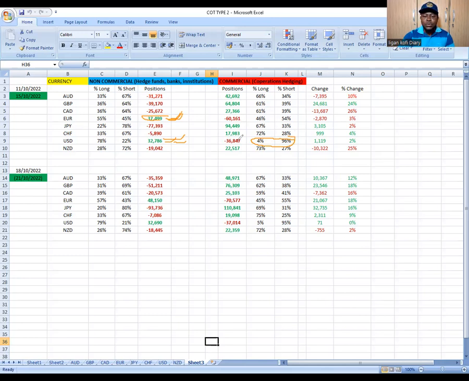Now, if you look at last week, USD has only 4% of traders that are bullish, and 96% are bearish. Like I told you, they trade opposite of the hedge funds, which is the commercial people. They trade opposite of the non-commercial. So since 96% of these people are short, it means the opposite is a buy. So the trend is a buy trend.